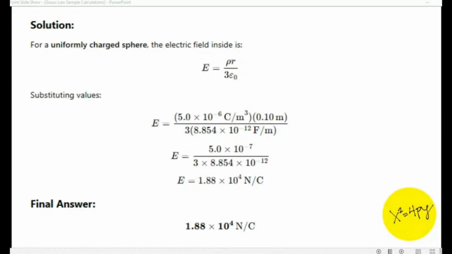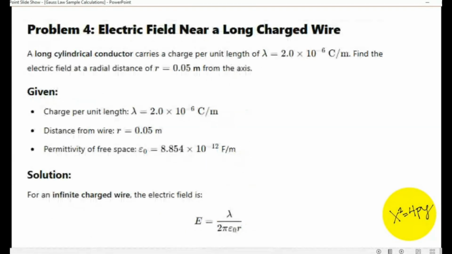Now, next one is the electric field near a long charged wire. So we have a long cylindrical conductor that carries a charge per unit length, represented as lambda, of 2.0 times 10 raised to negative 6 coulomb per meter. You have to find the electric field at a radial distance of 0.05 meters from the axis.